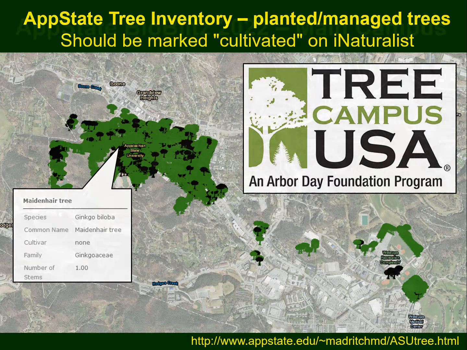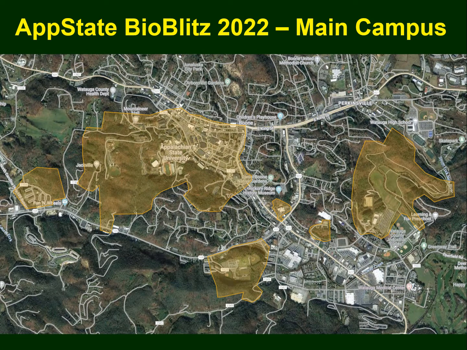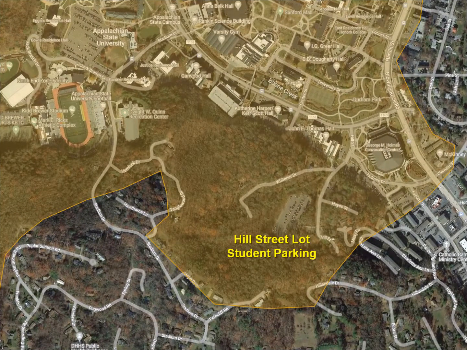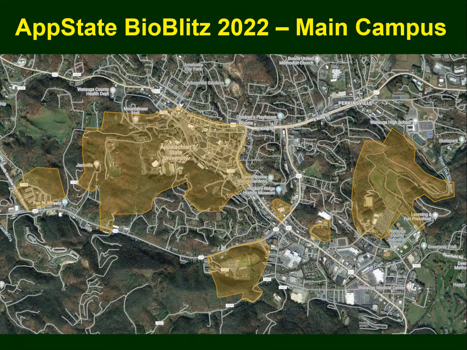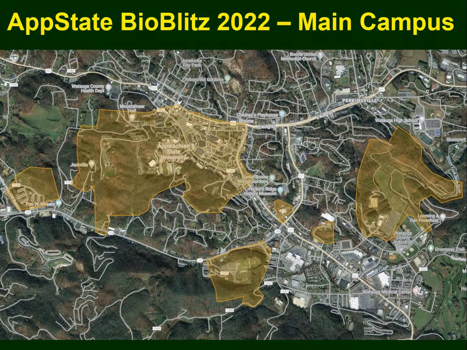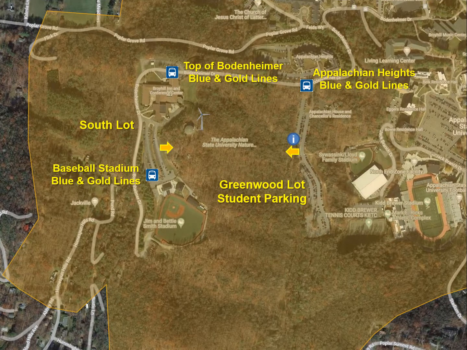Now there are also areas on campus where the trees have not been planted, so those are great areas to go to if you want to make tree observations for the BioBlitz. For example, this area down here around the Hill Street student parking lot, or of course the AppState Nature Preserve, which is located between the football stadium and the baseball stadium. So this is a little bit up on the hill. You can walk there from campus.